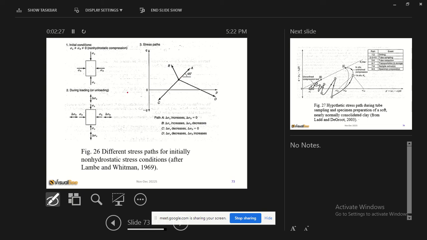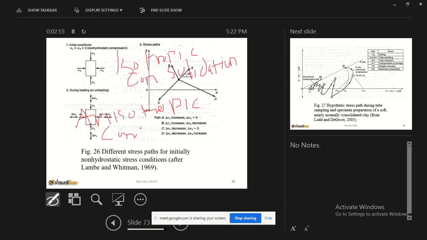So this brings me to something we call isotropic consolidation. This means in the process of consolidation, you apply a uniform pressure. Then we also have anisotropic consolidation. This means in the consolidation process, sigma 1 and sigma 3 are not the same.